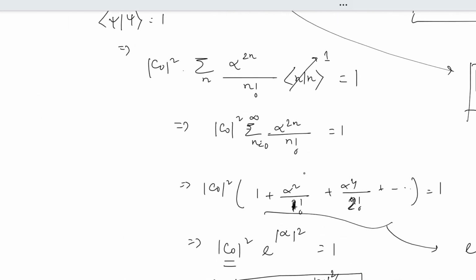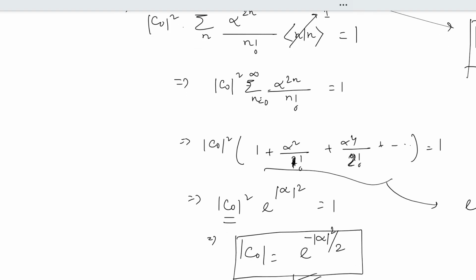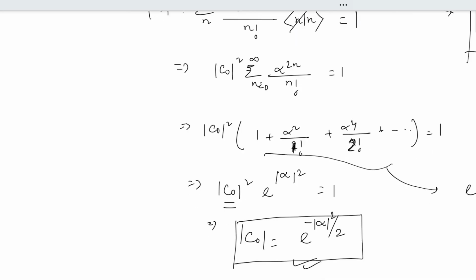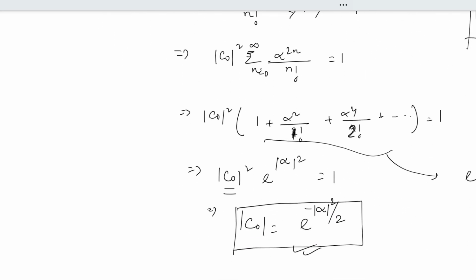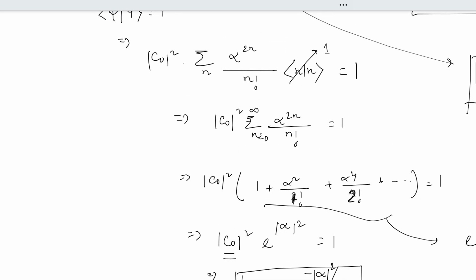Now once you know this, it is easier for us to follow up, because you have been asked in the question about the probability of the state to be found at n equal to 2. So P at n equal to 2 is nothing but the inner product of n equal to 2 with this state psi. So basically you can see that these summations are taken over n equal to 1, 2, 3, 4 to infinity.